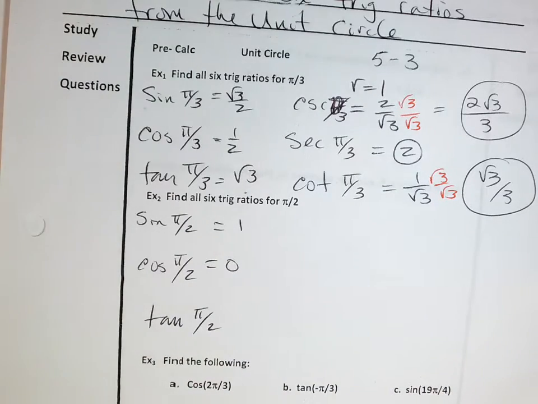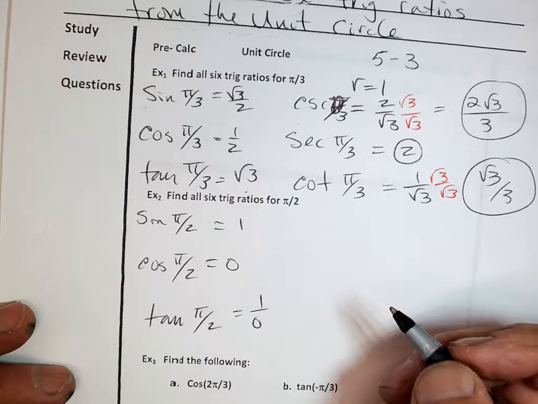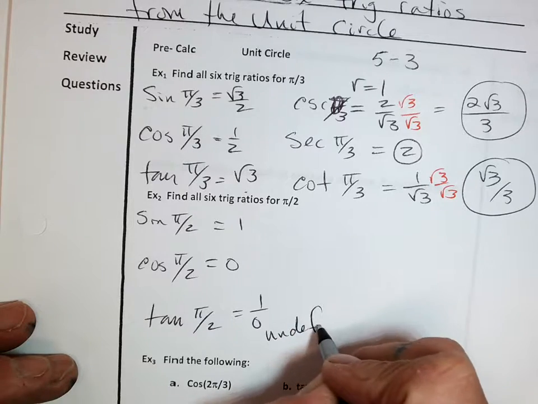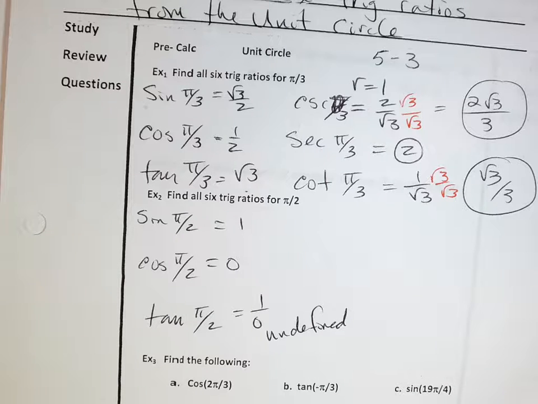Tangent of pi halves. It's going to be the y over the x. You're going to go 1 divided by 0? 1 divided by 0? Cookie Monster is not happy with that answer. Undefined. In fact, we'll find when we graph these, we'll put an asterisk. Now I'm going to put this symbol to make it easy for us right here. That means undefined. Okay, that's not 0. It's not the opposite. It really does mean undefined.